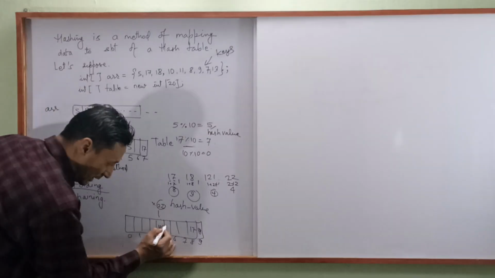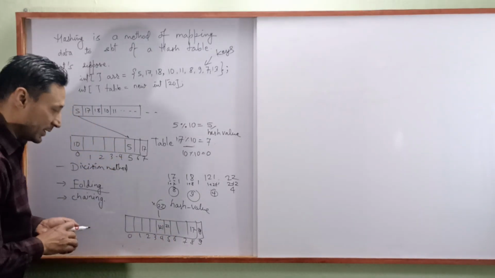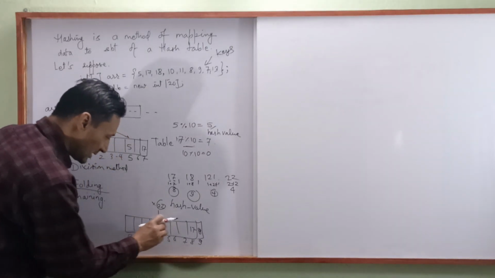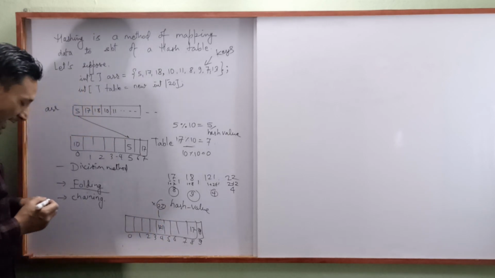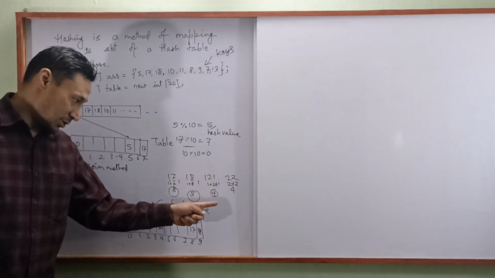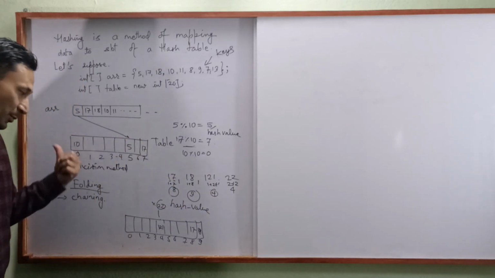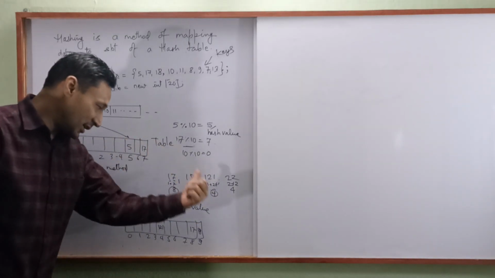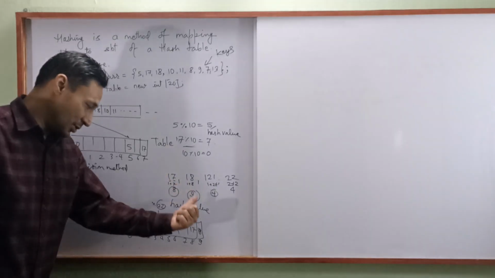If this is empty, we'll store here. There are different methods to resolve these things. If two or more keys hash to the same position, that situation is called hash collision. We can be using linear probing, we can be using quadratic probing to resolve the hash collision.